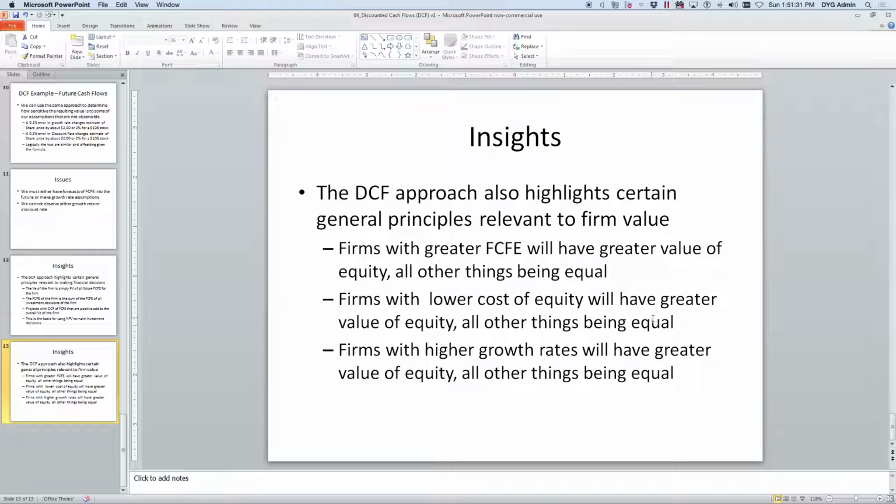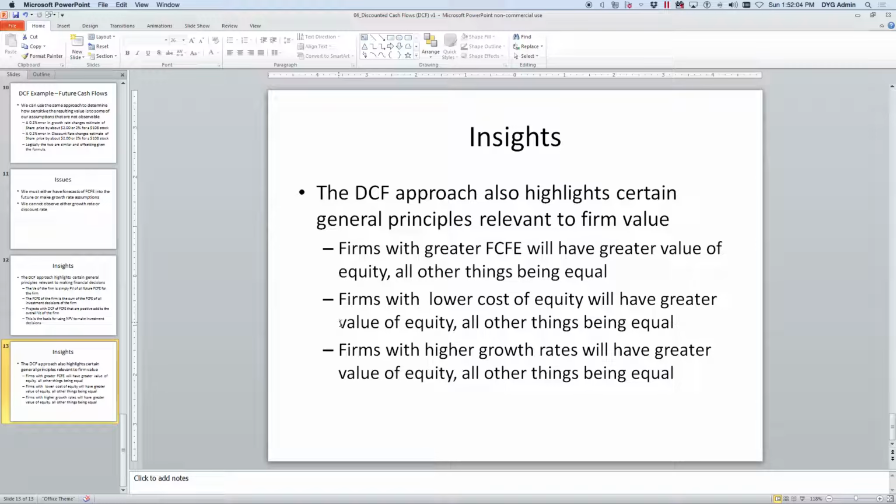Firms that have a lower cost of equity will have a greater value of equity. So the lower the discount rate, the higher the value of the firm. Since the discount rate, as we know, is tied to the riskiness of firms and to their beta, when firms have lower betas, they are more valuable. When they have higher betas, they are less valuable. Similarly, when the overall discount rates go up and down, maybe because interest rates in the market go up and down, that'll affect the value of firms.